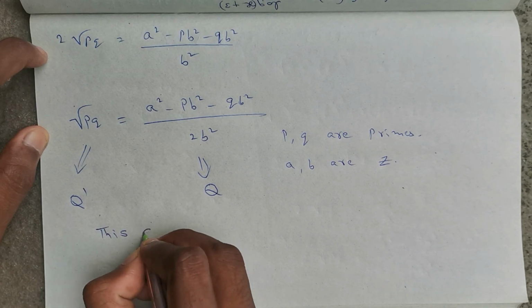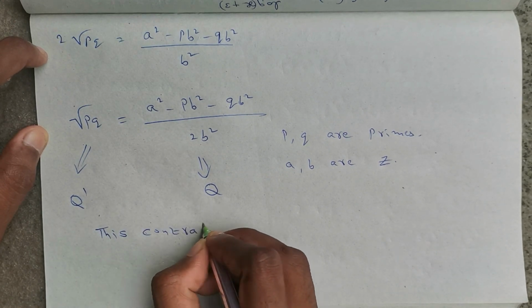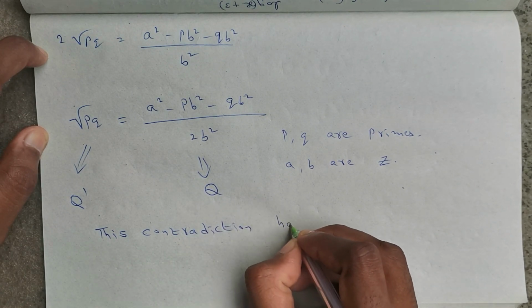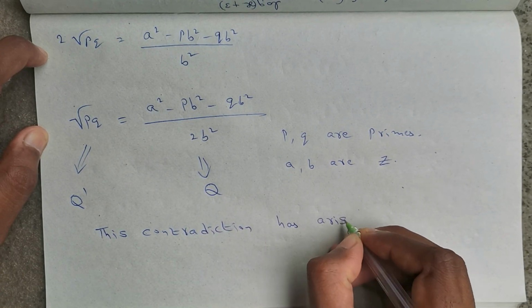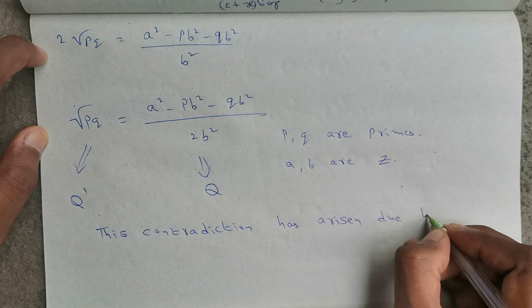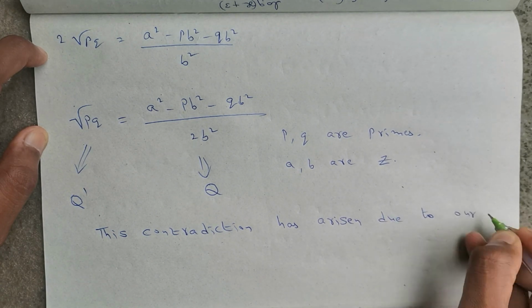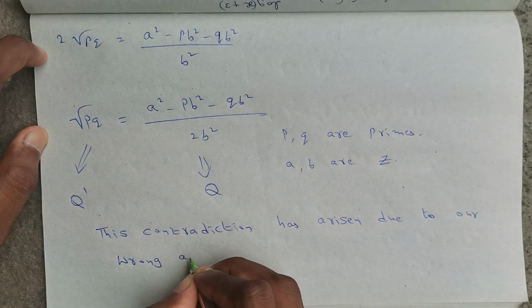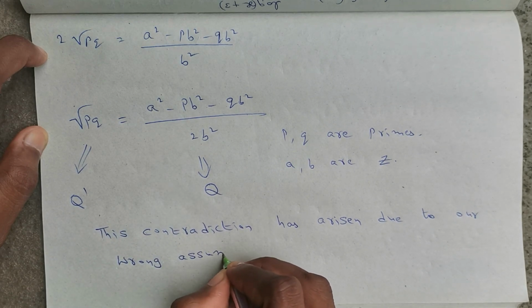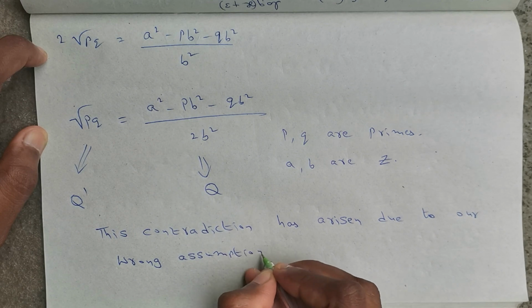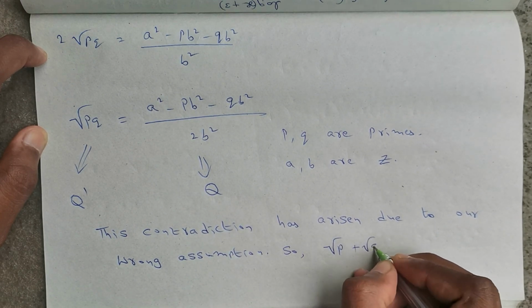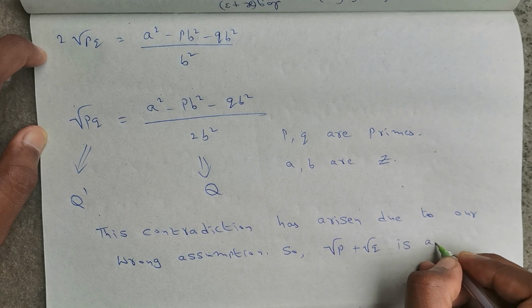This contradiction has arisen due to our wrong assumption. So root p plus root q is an irrational number.